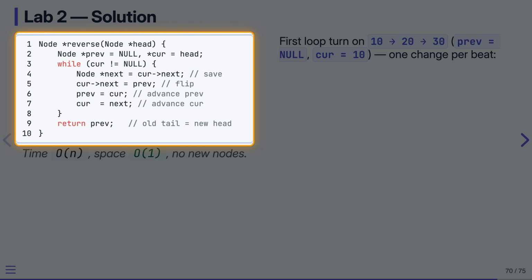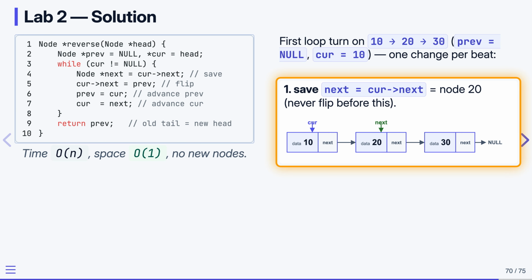Let's trace the first loop turn on 10, 20, 30. Change 1, save. We run next becomes cur arrow next. This is the most important line. We must save the successor before we flip anything, or we lose the rest of the list.